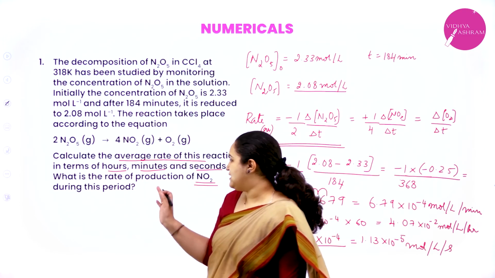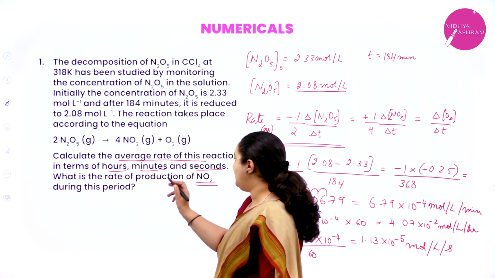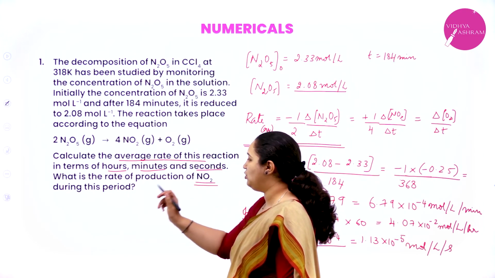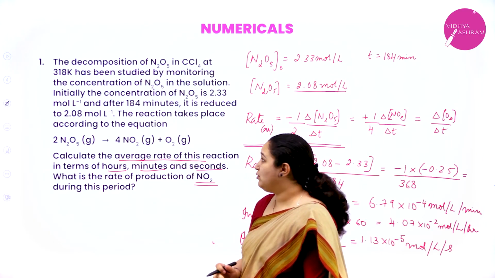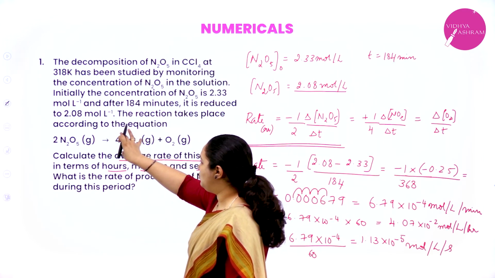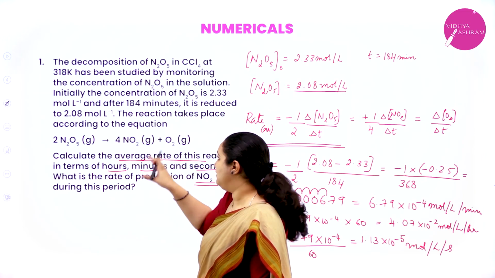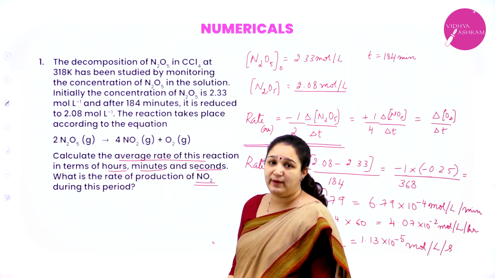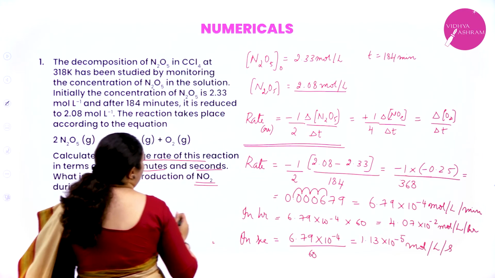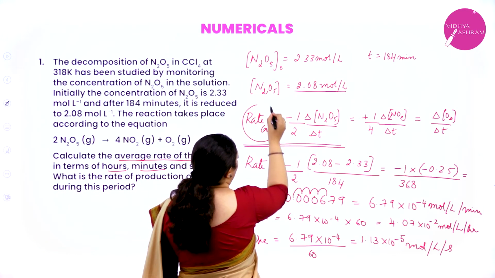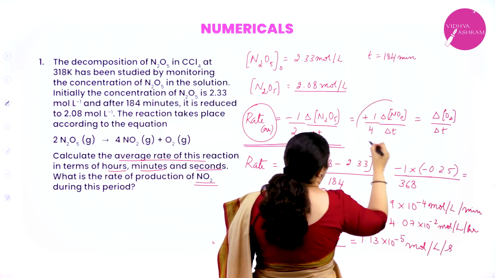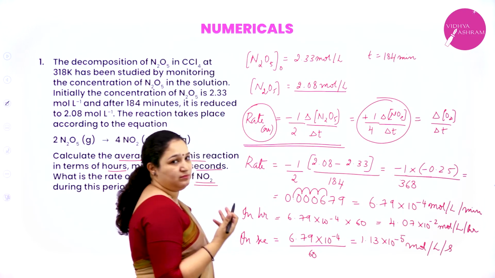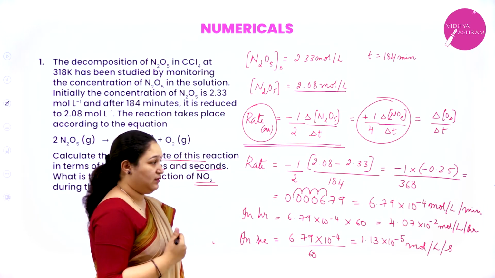Now coming to the second part, what is the rate of production of NO2 during this period? So I have to calculate how much NO2 is produced during these 184 minutes. So how do we do it? I'll take this particular expression, the rate I have already calculated, and I will take it in terms of the product NO2.